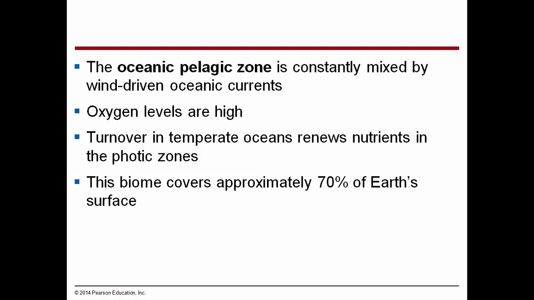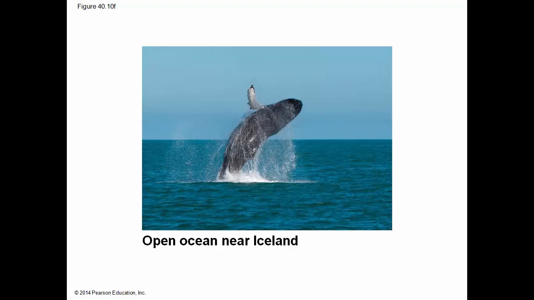So the oceanic pelagic zone is where we find tuna fish and swordfish and a lot of those fish that are high in mercury, but people like to eat anyway. These are areas that are basically like the open ocean. Here's the open ocean near Iceland with a humpback whale.